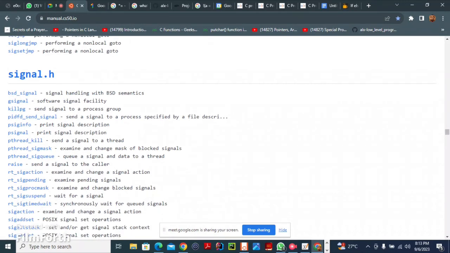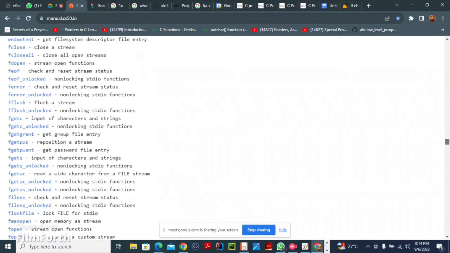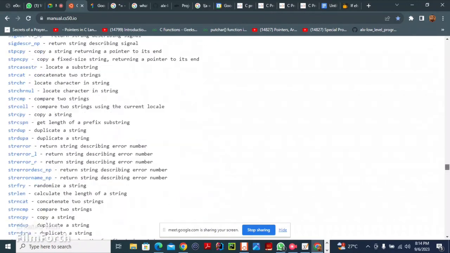Look at this one. This one has to do with signal. You can see these are functions. This is a function now. gsignal, software signal facility; killpg, send signal to a process group; psignal, print signal. They are all carrying out different functions. All these are functions, but they are collected inside a header file. This is the name of the file, signal.h. So if I want to use a function from this header file, I will just have to include it in my program using hashtag include, less-than sign, signal.h, greater-than sign. So that is that about header files.